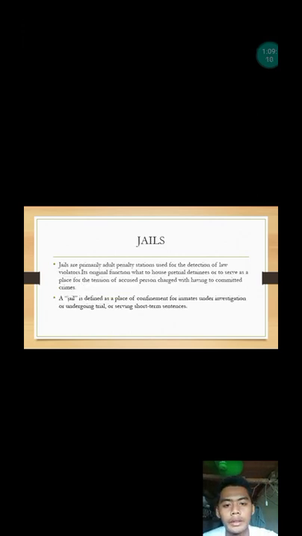Jails are primarily adult penal stations used for the detention of law violators. Their original function was to house pre-trial detainees, or to serve as a place of detention for accused persons charged with having committed crimes. So the jail is defined as a place of confinement for inmates under investigation, undergoing trial, or serving a sentence.